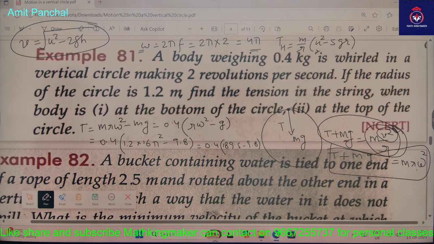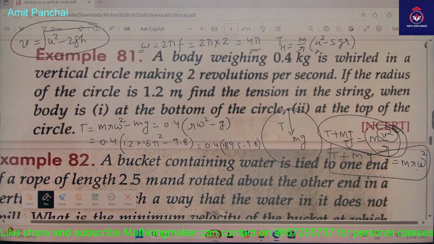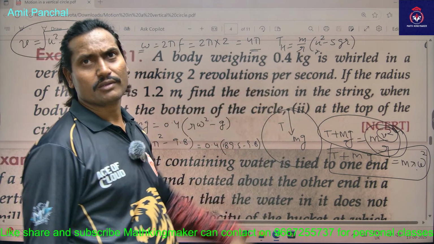But at the top, it will always be this, right? mrω² − mg is equal to T. Yeah, and whatever it is at the top, it will be this. Because at the top it will be added.